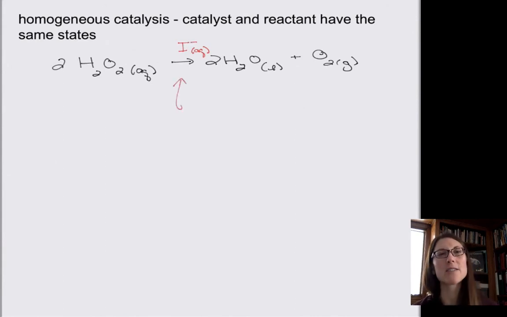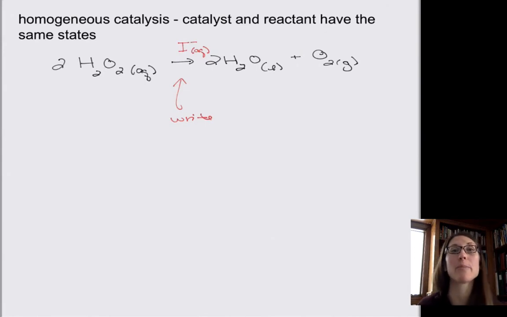And since catalysts aren't really reactants and aren't really products, since they're not consumed, we're going to write them over the arrow of our overall reaction to indicate that they're important to make the reaction happen. They're definitely there, but they're neither reactants nor products.